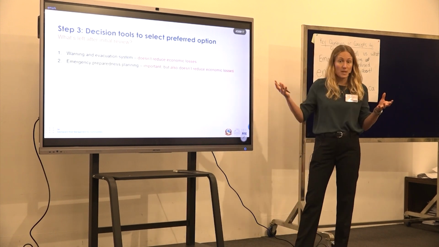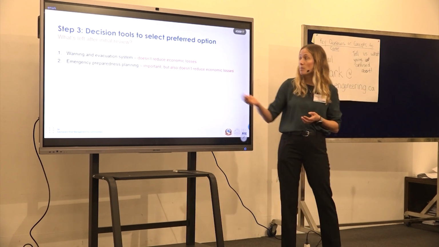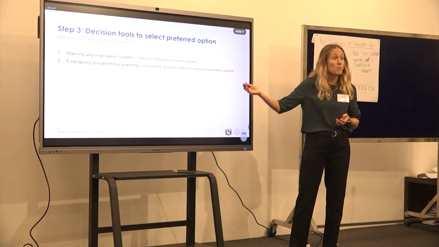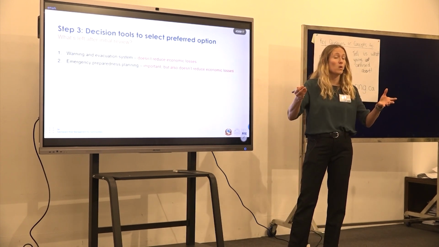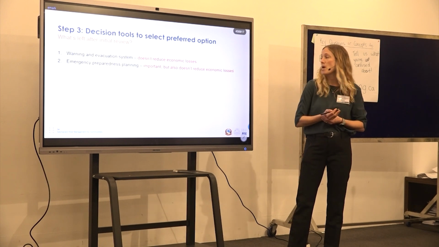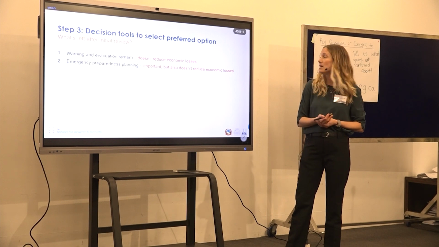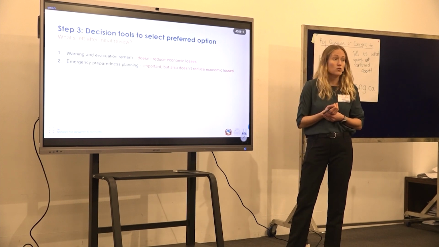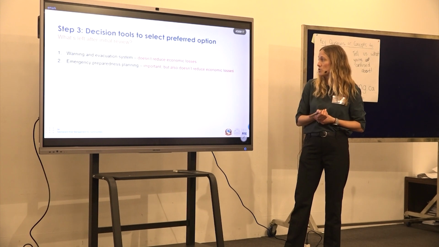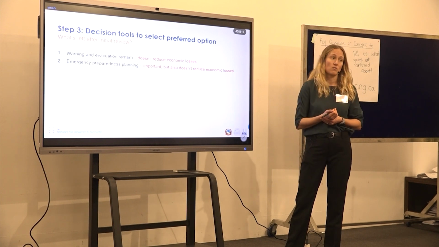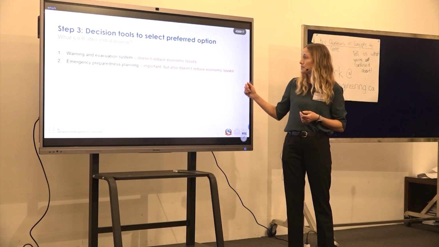Another piece that could be done would be emergency preparedness planning. This is something that came up as an available resource that communities might want to use when we were discussing earlier. It's important, it's very needed. It was something that Canmore was trying to do a good job on, that the town was doing a good job on, but it also doesn't reduce the economic losses.